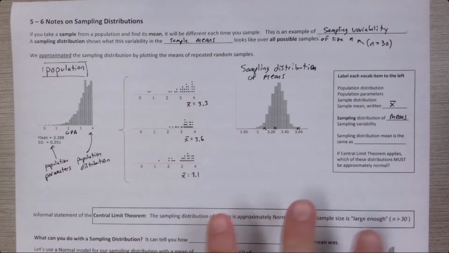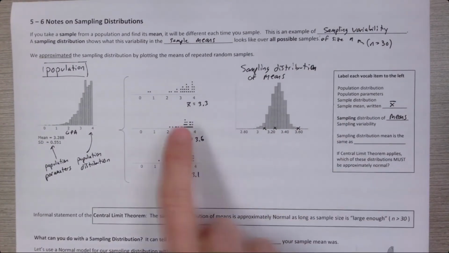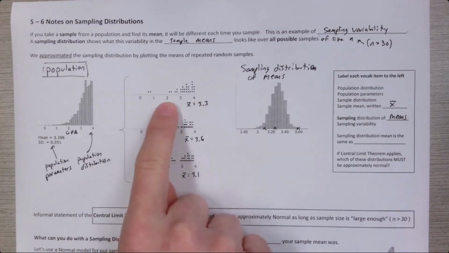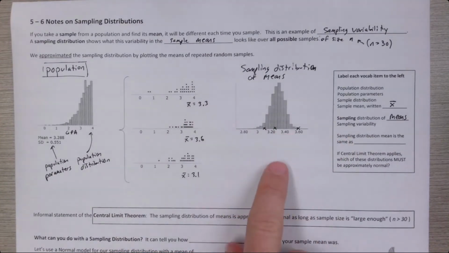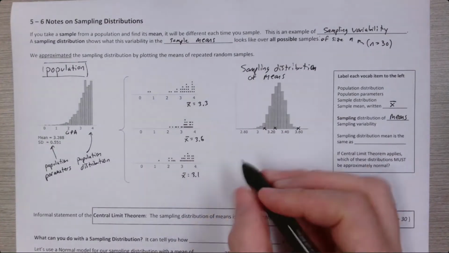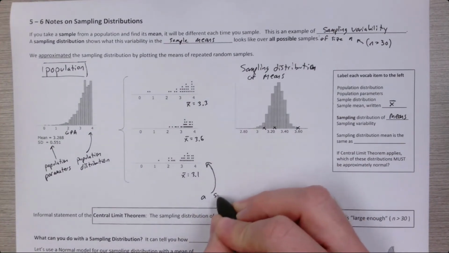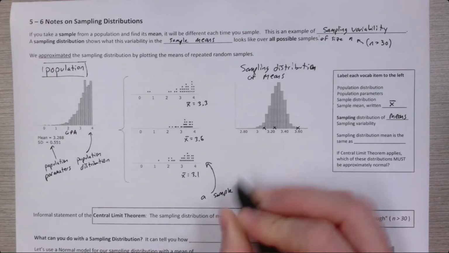So I just wanted to be clear that if you're referring to a sample distribution, that's the distribution of a particular sample. The sampling distribution is the distribution of all the means of all the samples. So let's go ahead and label this now. So this is a sample distribution.